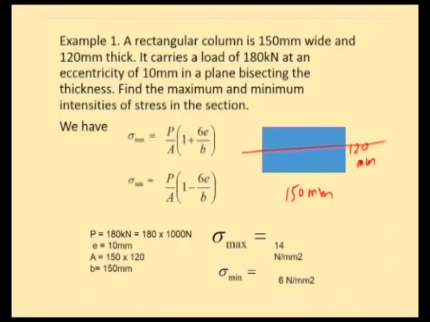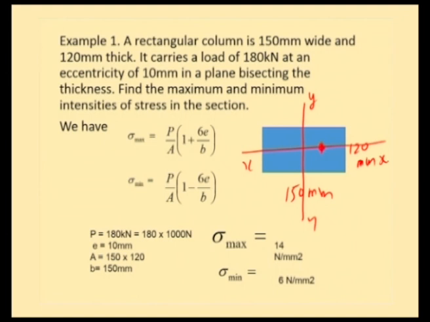Say we have two planes. One plane will bisect the thickness like this and the other plane will bisect the width like this. In this problem, the eccentricity lies in the plane which bisects the thickness. Therefore, the load is applied either to the right side or to the left side. However, it lies here. So, this is our y-y axis and this is our x-x axis.